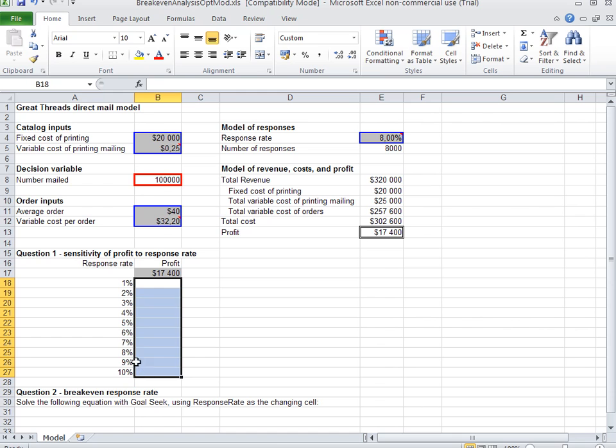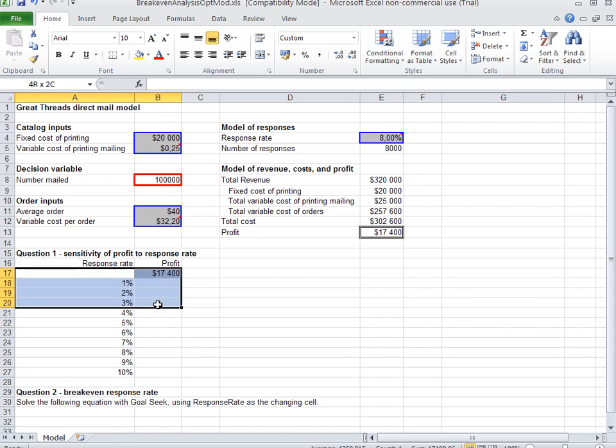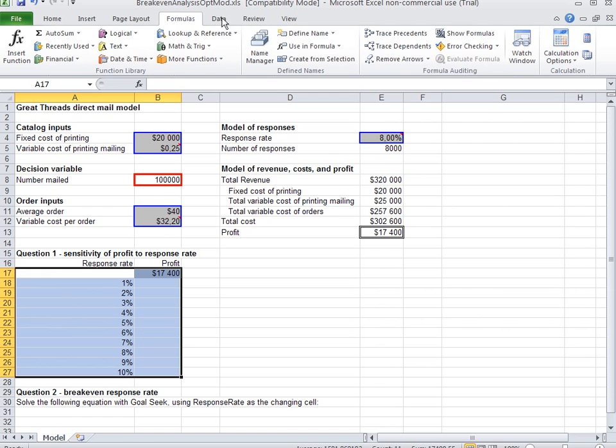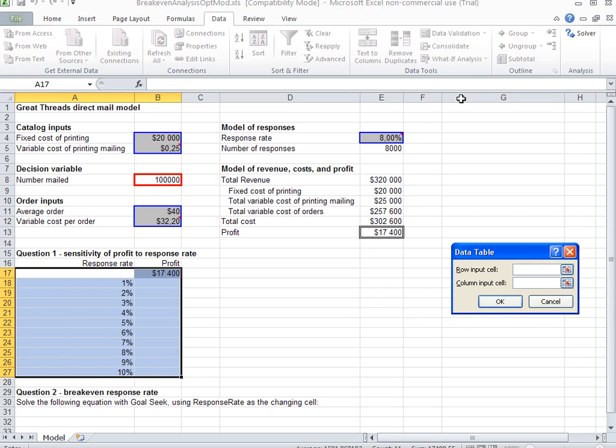For that, we will have to select the table this way, so the entire 2 columns of the table, and give the command which is Data, What-If Analysis, Data Table. So we're kind of dealing with scenario analysis. Data, What-If Analysis, Data Table.